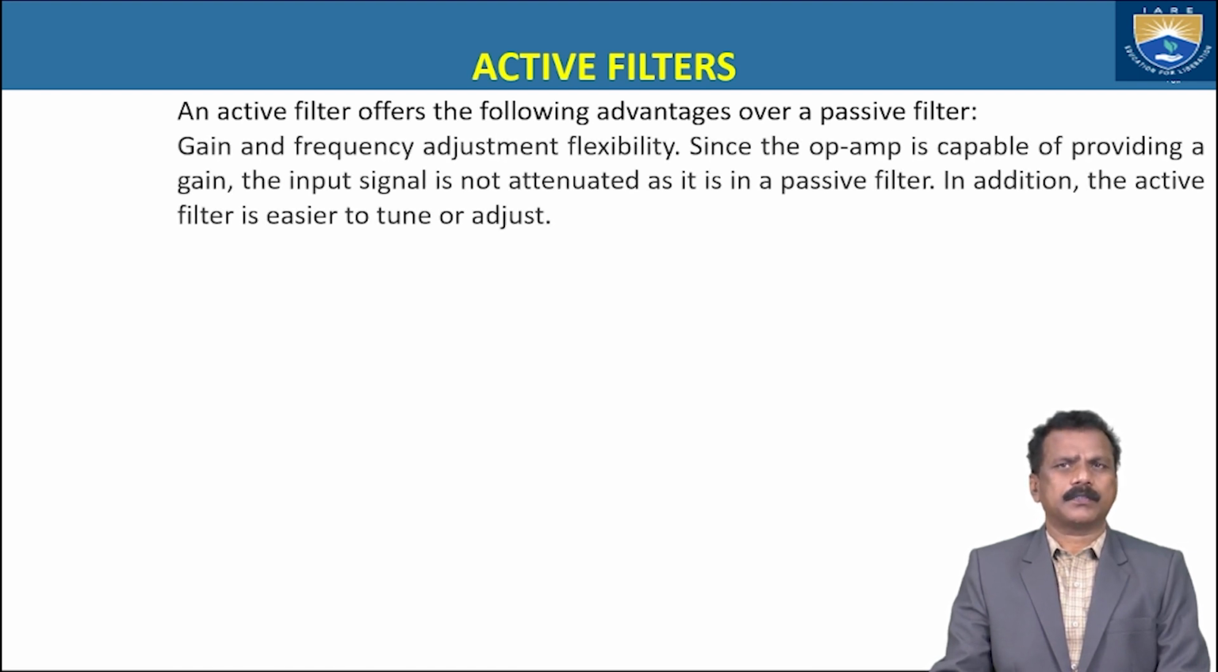Okay, what is that? This means gain and frequency adjustment flexibility. This is the major merit, since the operational amplifier is capable of providing a gain. The input signal is not attenuated as it is in the passive filter. In addition, the active filter is easier to tune or adjust. These are the major advantages, major merits. An active filter offers the following advantages over the passive filter.